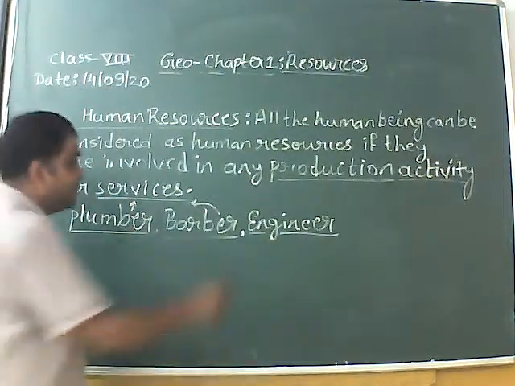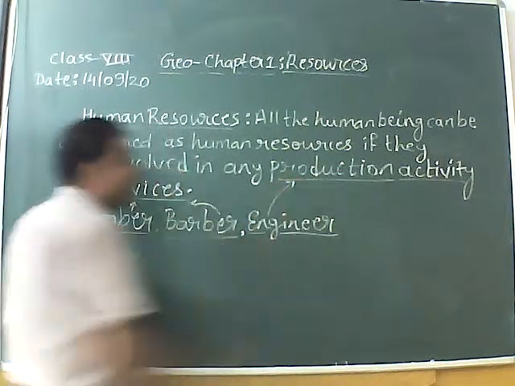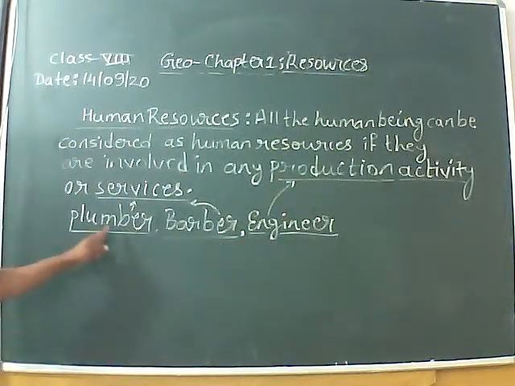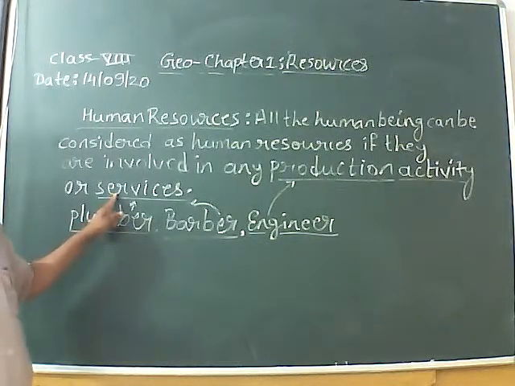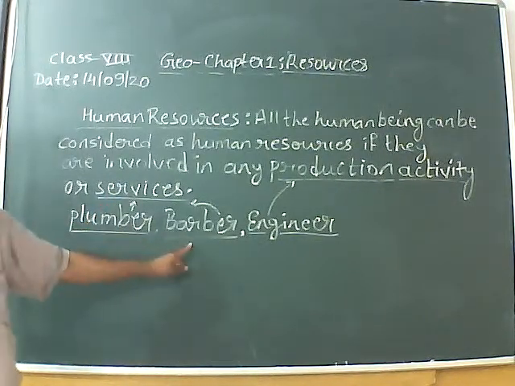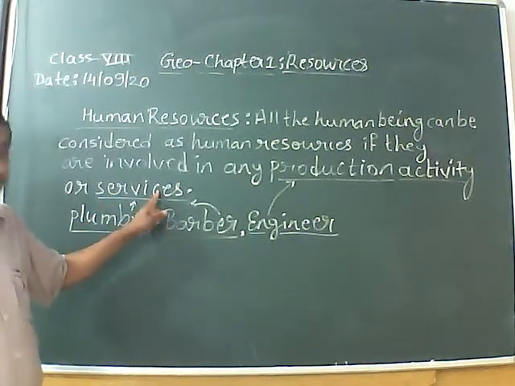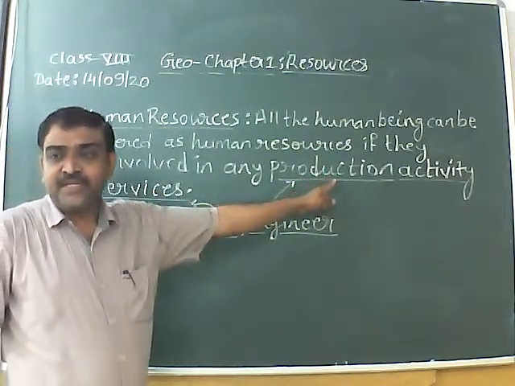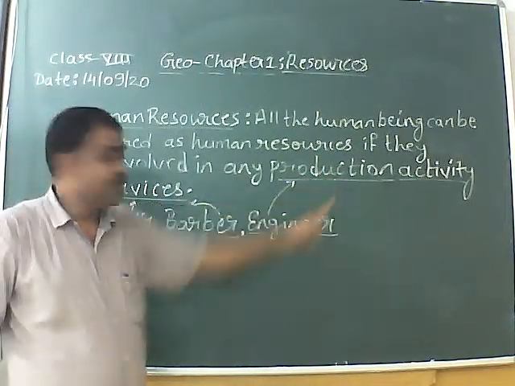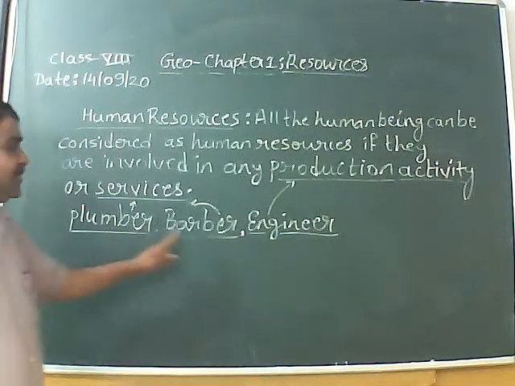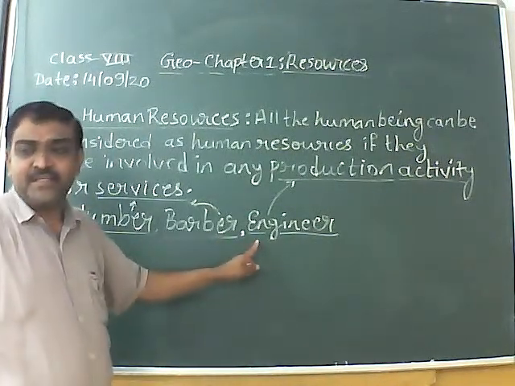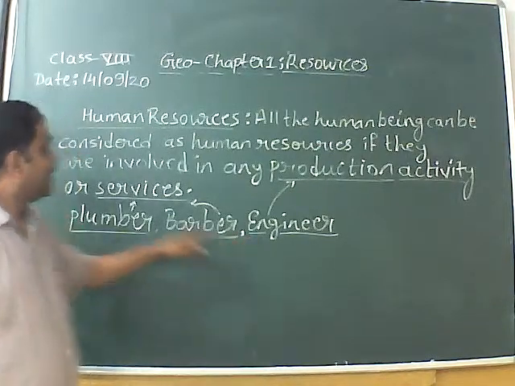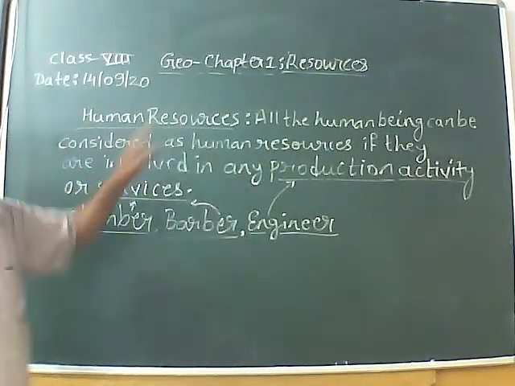So an engineer is involved in production activity. A plumber is providing services, a barber is providing services. An engineer is involved in production activity of any product. So the plumber, barber and engineer, we can consider these three as human resources.